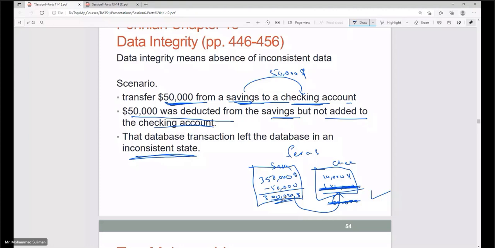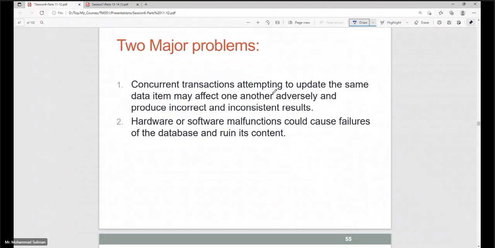So the two major problems here are that concurrent transactions attempting to update the same data item may affect one another adversely and produce incorrect and inconsistent results. Hardware or software malfunction could cause the failure of the database and ruin its content. So the failures can be anything, whether it is a software failure or hardware failure. But the problem is that we lose the data, we lose the content, right? That is a problem here.